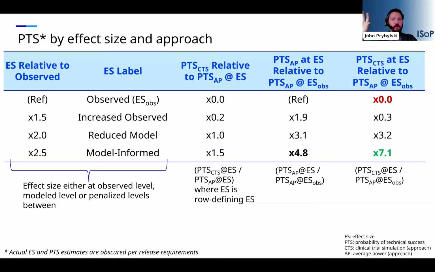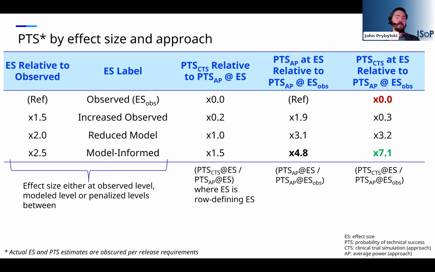When you calculate those using the same effect size, it's interesting to see that you get a much lower PTS from clinical trial simulation at these lower effect sizes. But even when we're talking about the model informed effect size, you only get about 1.5-fold the PTS using clinical trial simulation that you do from average power. So that is to say, from my end, it's not exploding out the PTS or looking overly optimistic on an effect size to effect size basis.